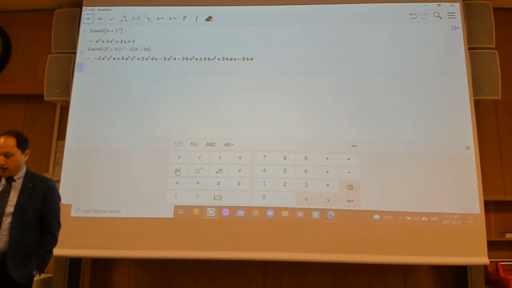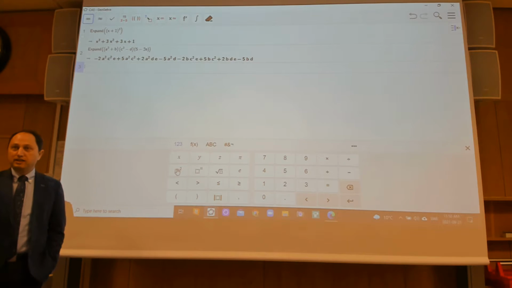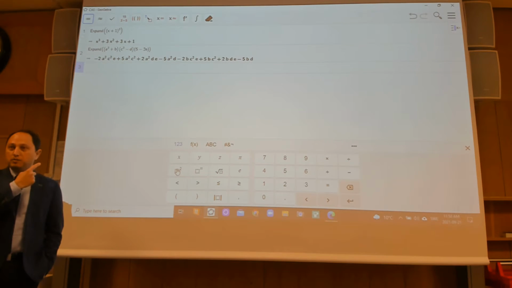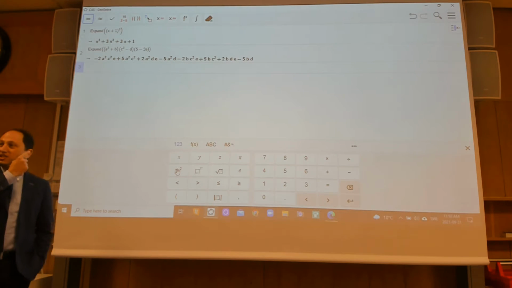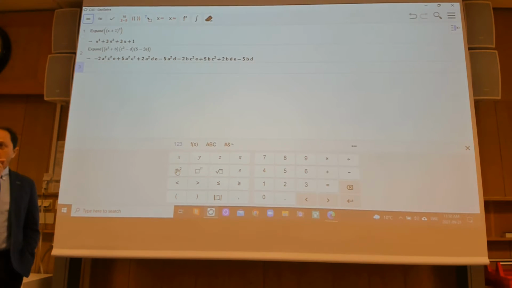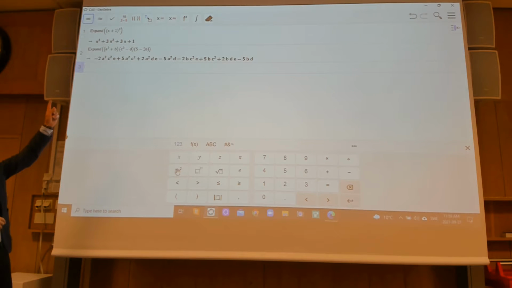But I know how GeoGebra thinks. Can you feel that? Can you see the pattern? Why did GeoGebra answer in this particular way? This might not be your exact answer, but please check. How many terms are involved? 1, 2, 3, 4, 5, 6, 7, 8 terms. You should get exactly 8 terms with the same combinations.